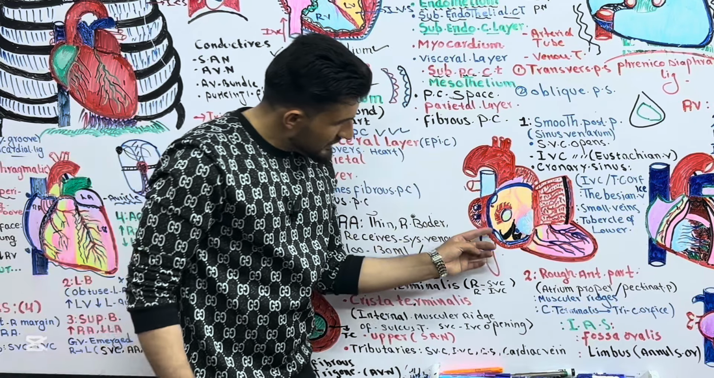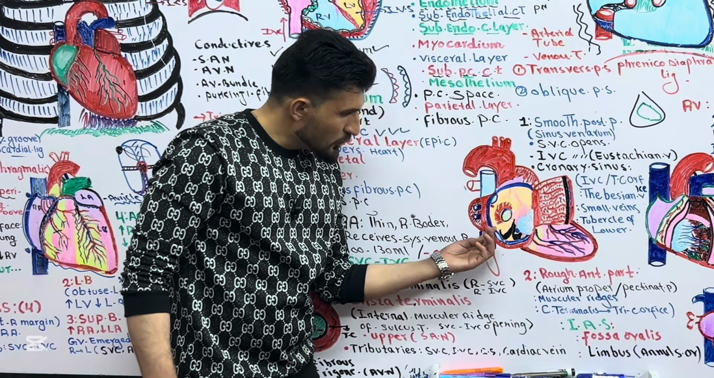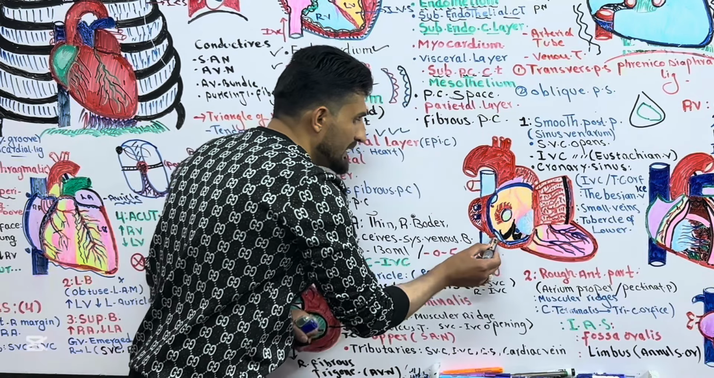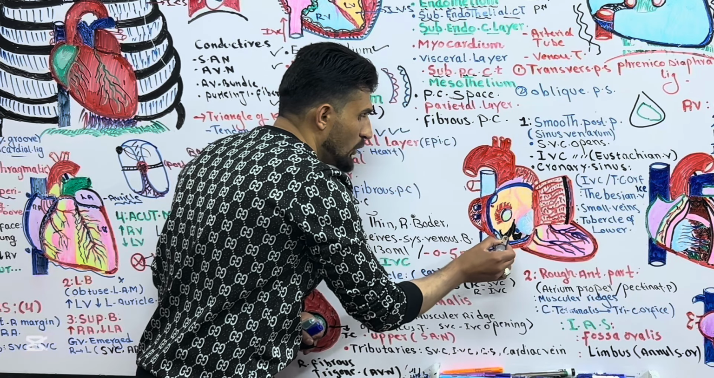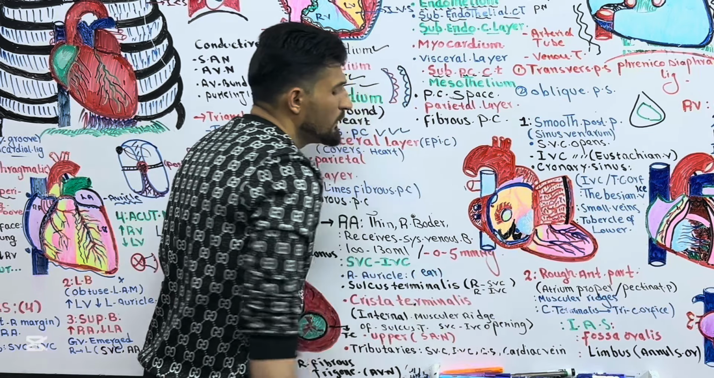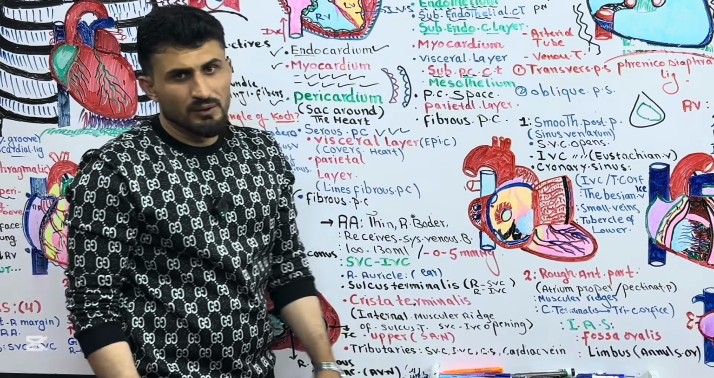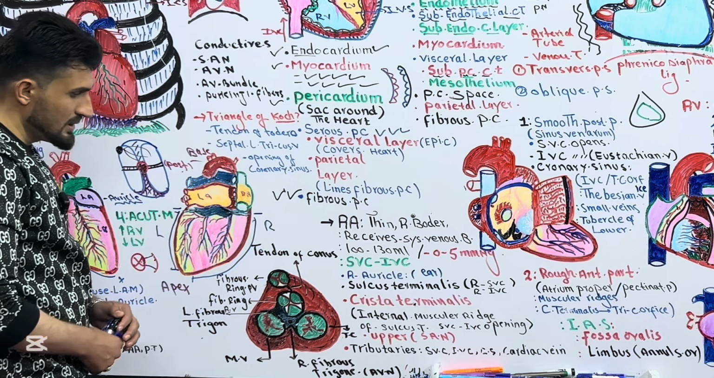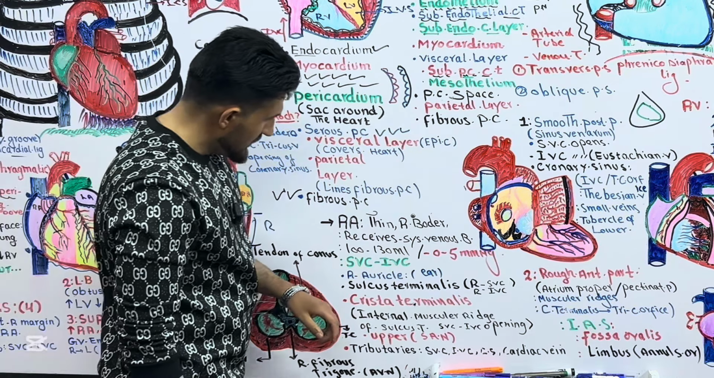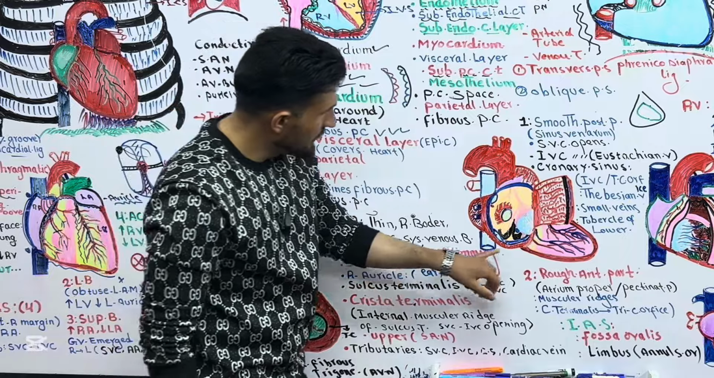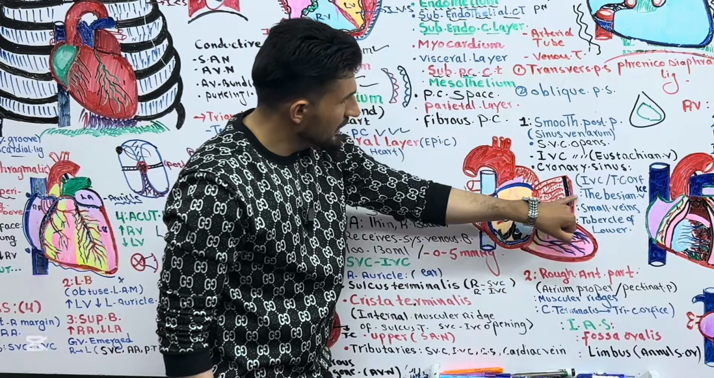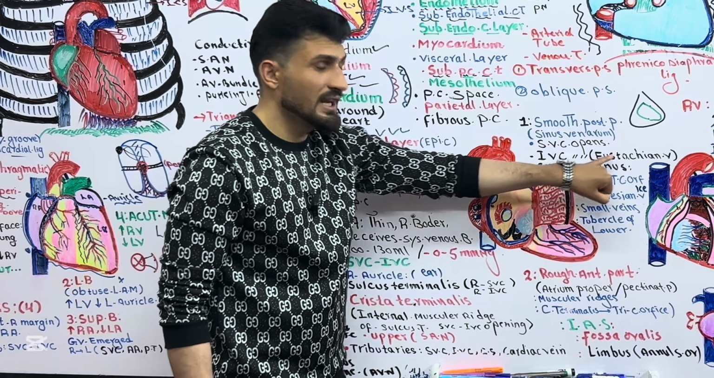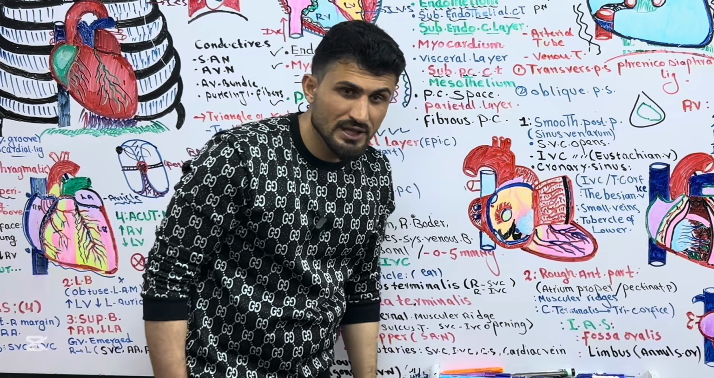In the smooth part, in this inferior part, there is the opening of the inferior vena cava. Near the opening of the inferior vena cava, we have a valve. This valve is called the Eustachian valve.